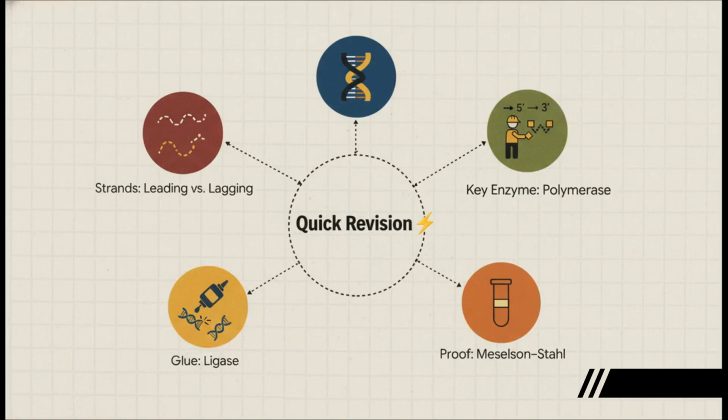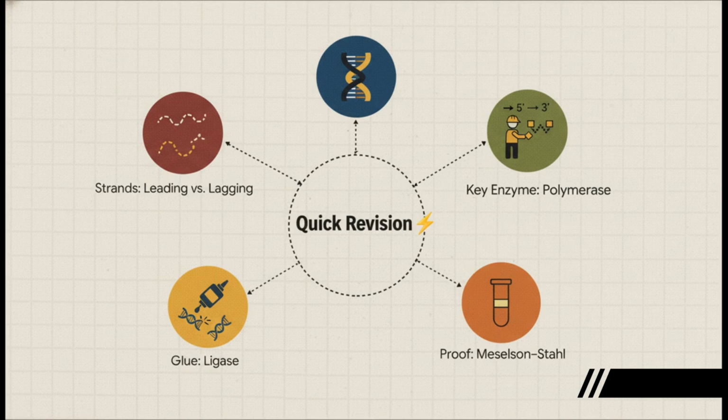All right, final 2-minute drill. Let's lock this in for good. The model, semi-conservative. The proof, Meselson Stahl. The main builder, DNA polymerase, which goes 5 to 3. The unzipper, helicase. The 2 strands, leading is continuous, lagging is discontinuous with Okazaki fragments. And the glue that sticks them together, ligase.